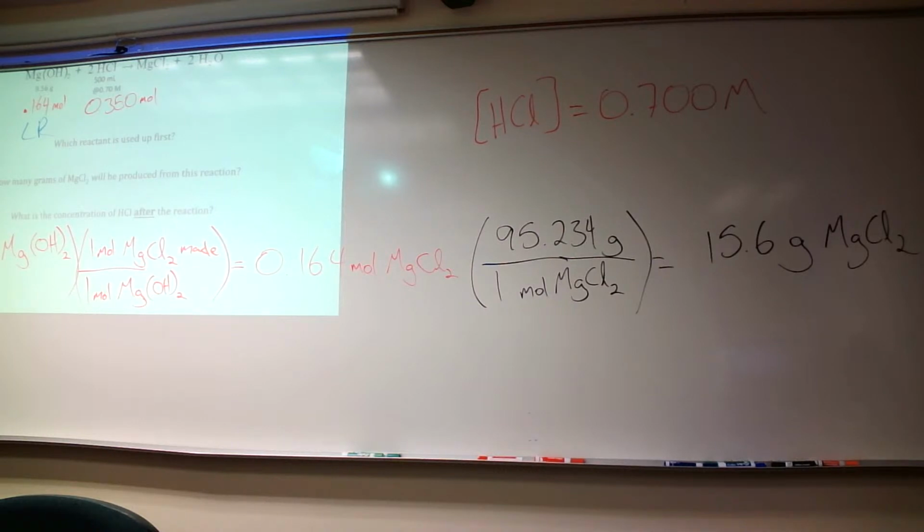When we think about realistically what we're doing here, we have half a liter of solution, and we're adding 10 grams of magnesium hydroxide to it. What's happening to the volume within sig figs? Is it going to be changing?